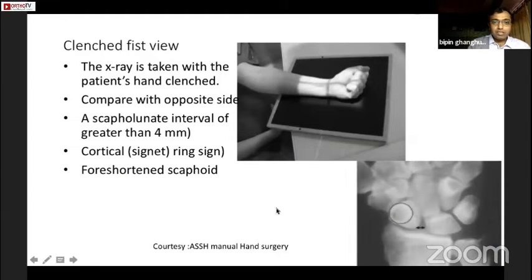Clenched fist views are special views which are needed mainly for scapholunate dissociations. Always compare the clenched fist view with the opposite side. A scapholunate interval greater than 4 mm, as in this case here, can be a suggestion of scapholunate instability. Also note that there is a signet ring sign of the scaphoid. This is a foreshortened scaphoid because of the hyperflexion of the scaphoid in a scapholunate dissociation.